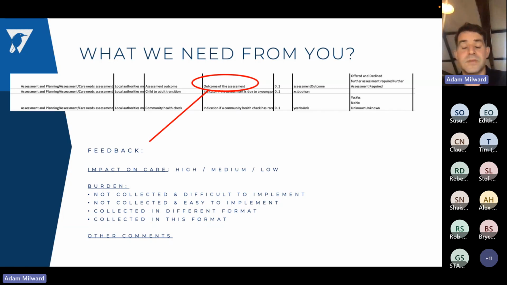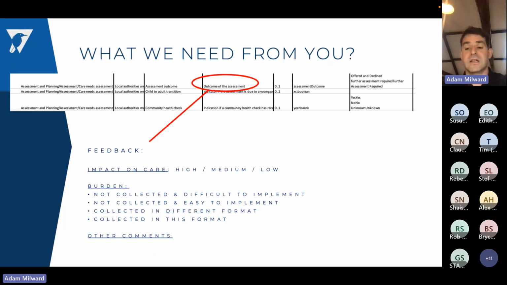If they look lower or medium, then potentially there's something that would be more optional. So that's why we're asking for feedback on those parts of the specification. And then the other side of it is really burden. So we look at impact and then we're looking at burden. So are you already collecting it? Are you collecting it in this format or a different format? And if you're not collecting it, would it be easy to implement it? And if you're not collecting it, do you think it would be difficult to implement?